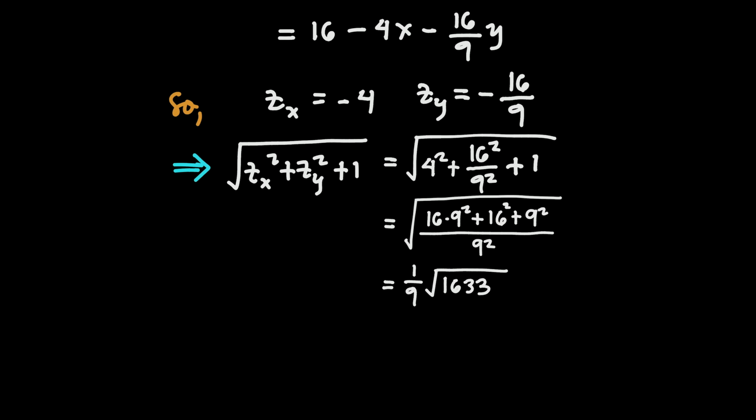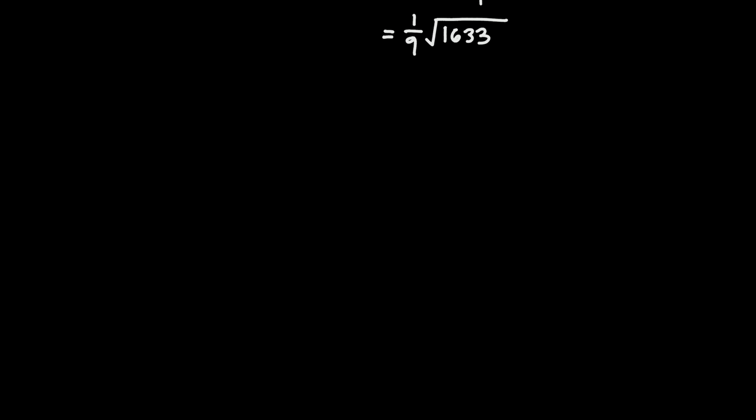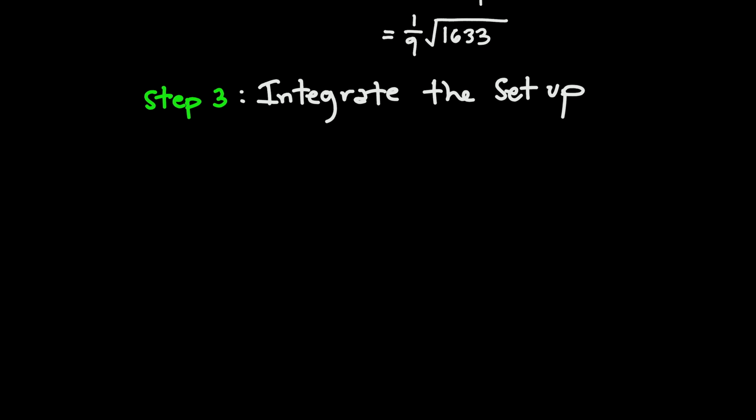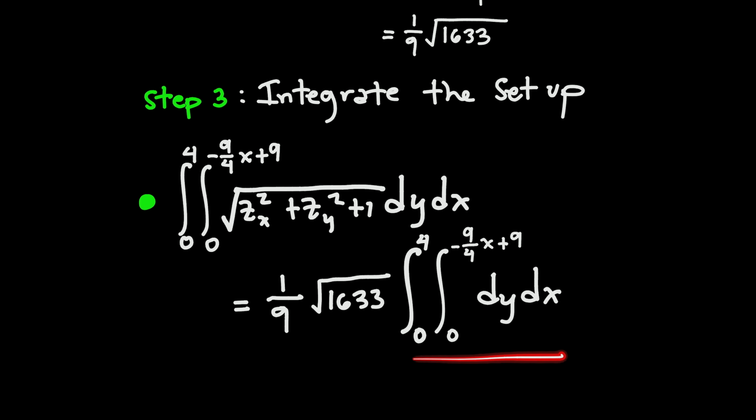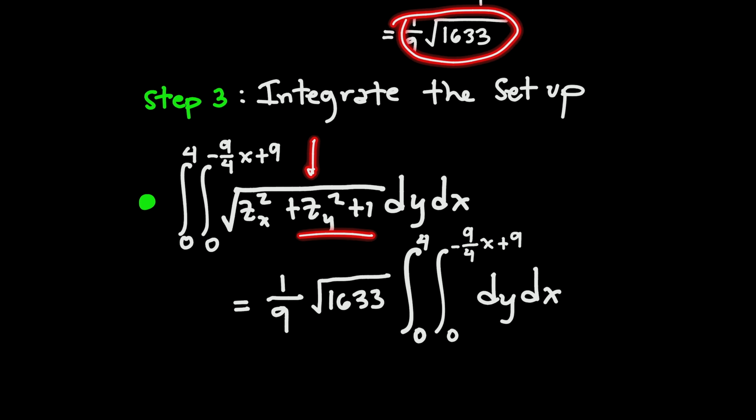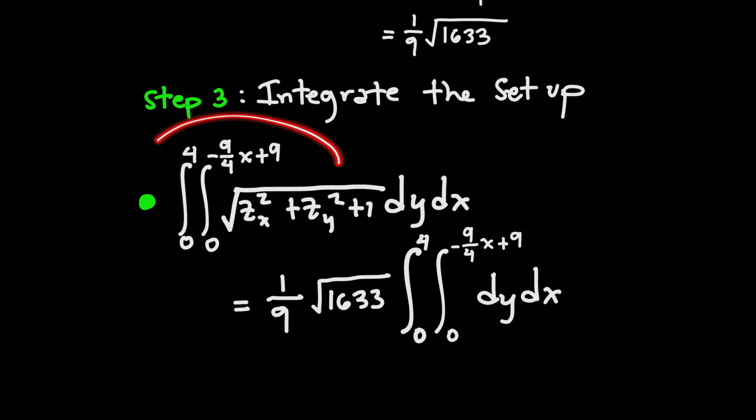Hence, we can now proceed to step 3, that is, to integrate the setup. The setup is this one. This is the formula, which is to be substituted by 1/9 square root of 1633. Hence, we have this simplification. Instead of substituting this value into this integrand, since this is constant, we may factor it out and we have this.